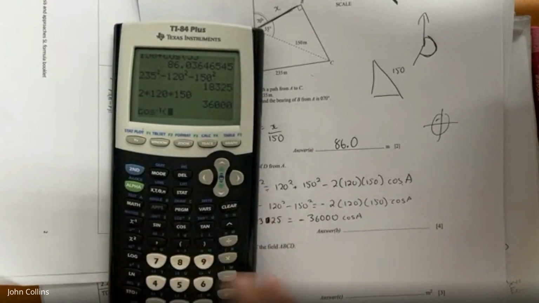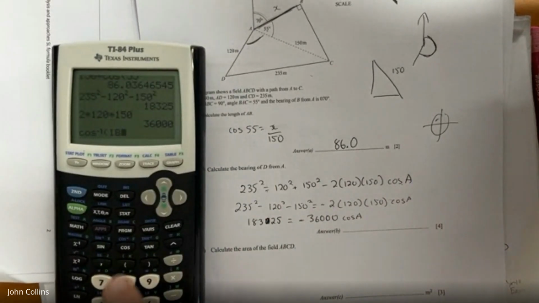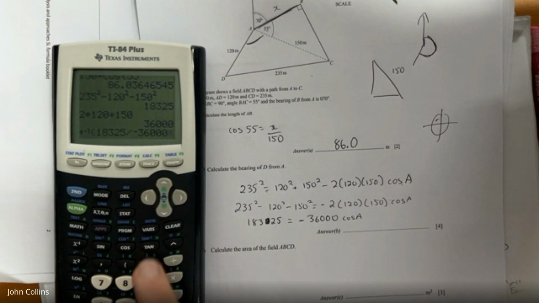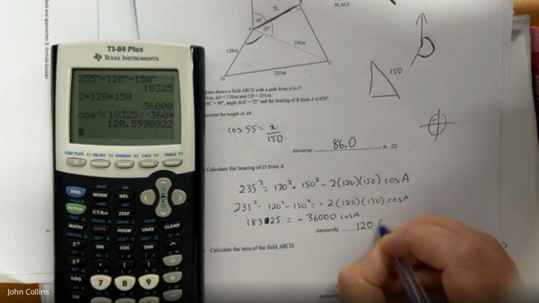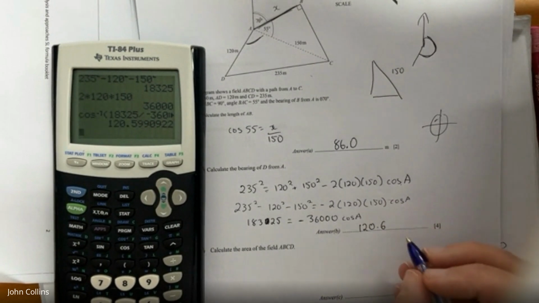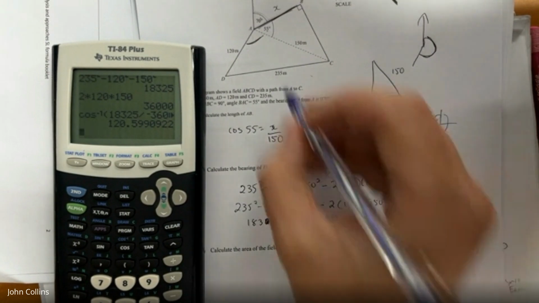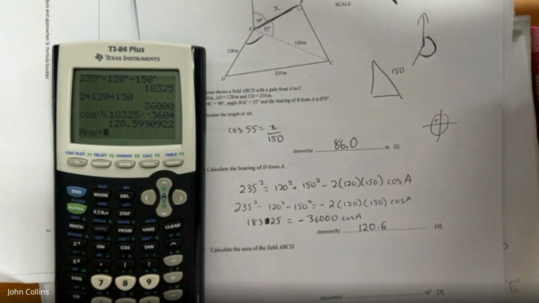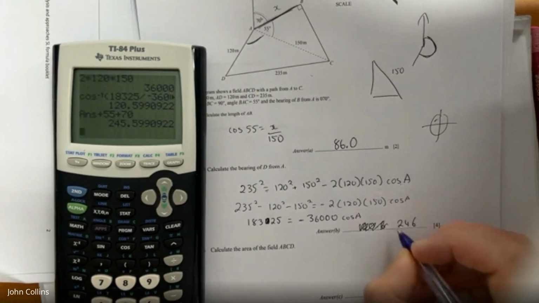So second cosine inverse, I'm going to divide 18325 divided by negative 36000. I get 120.6. That's my angle. Oh, that's not the answer though. Sorry, I need to add 55 plus 55 plus 70. 246.